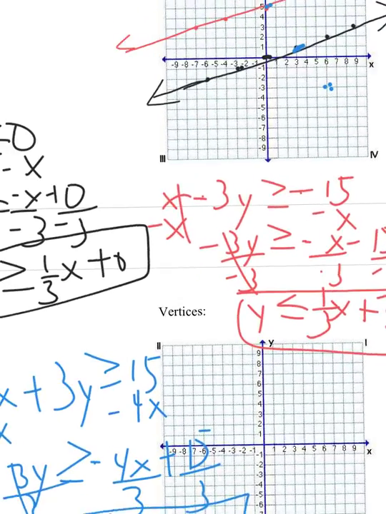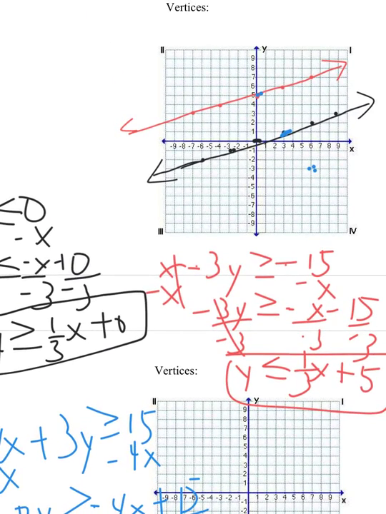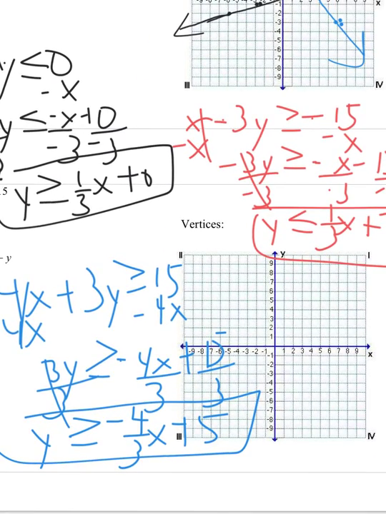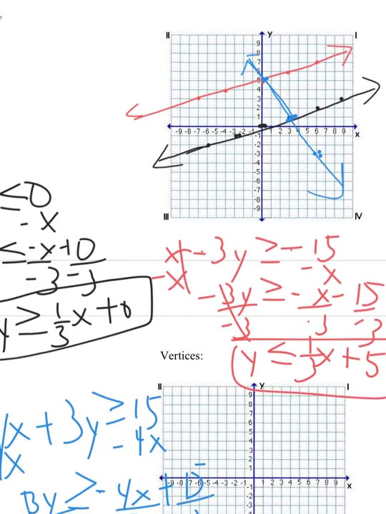Let's draw our line. So we're going to be right here. Okay, so now we have to think about the shading on that one, and if you remember, that was y is greater than or equal to negative 4/3 x plus 5.